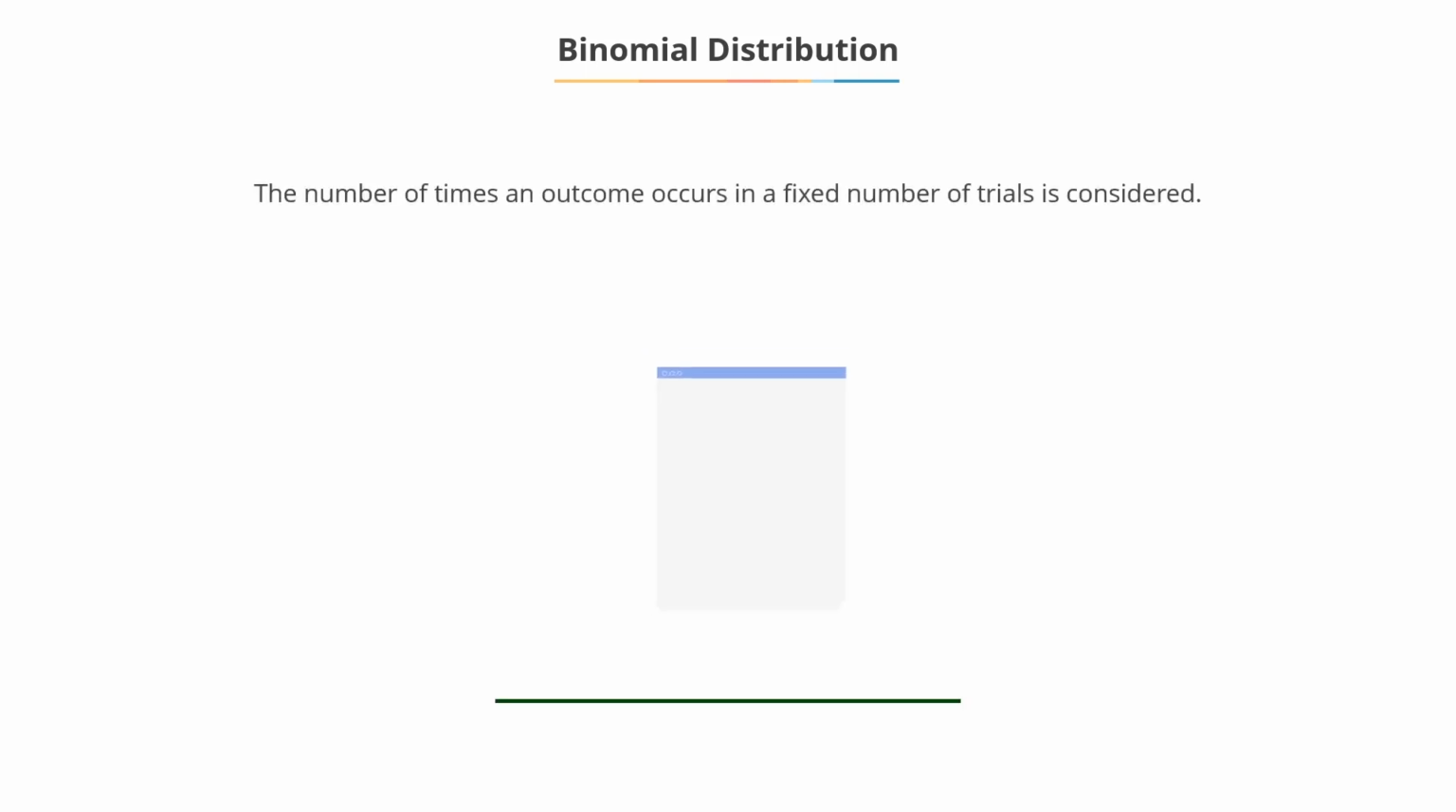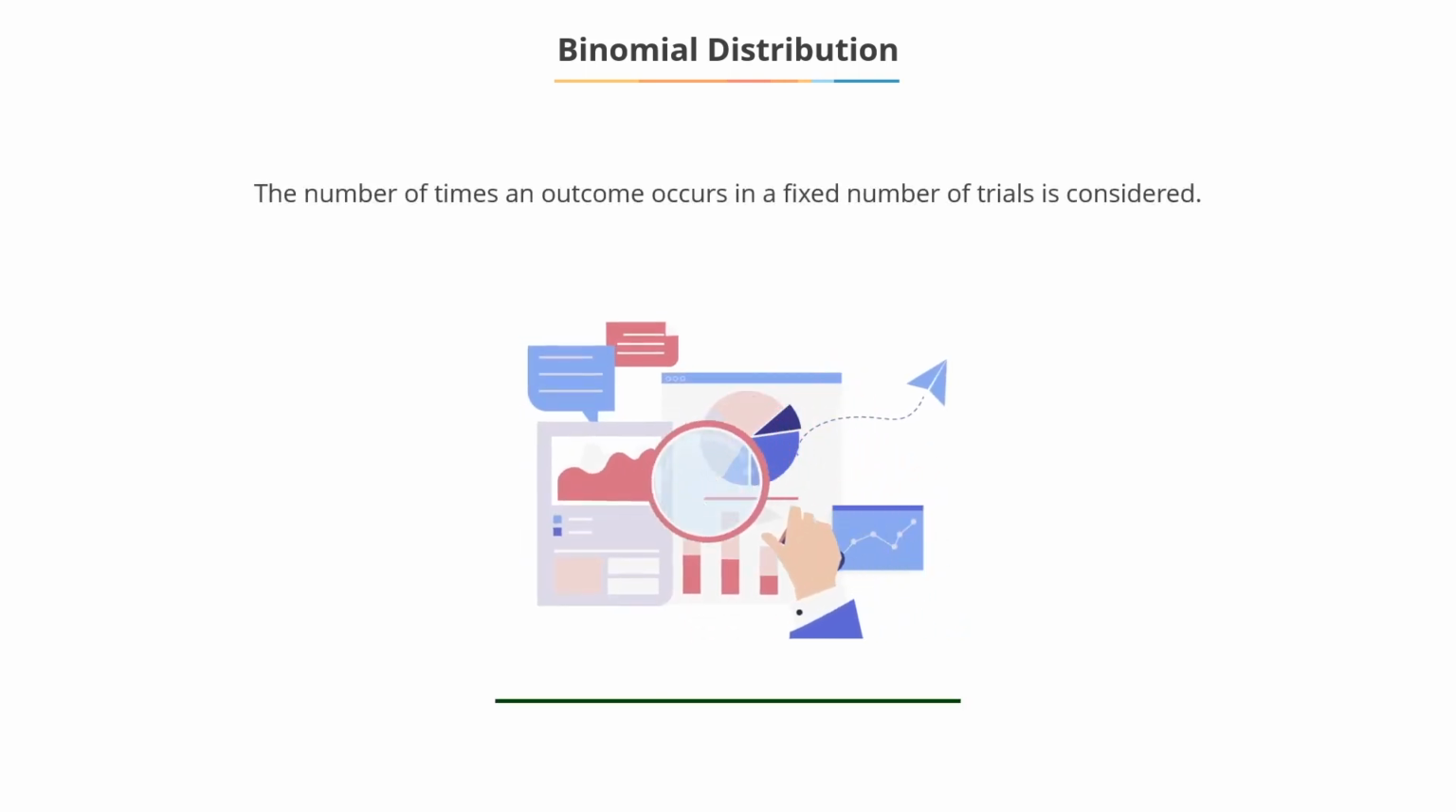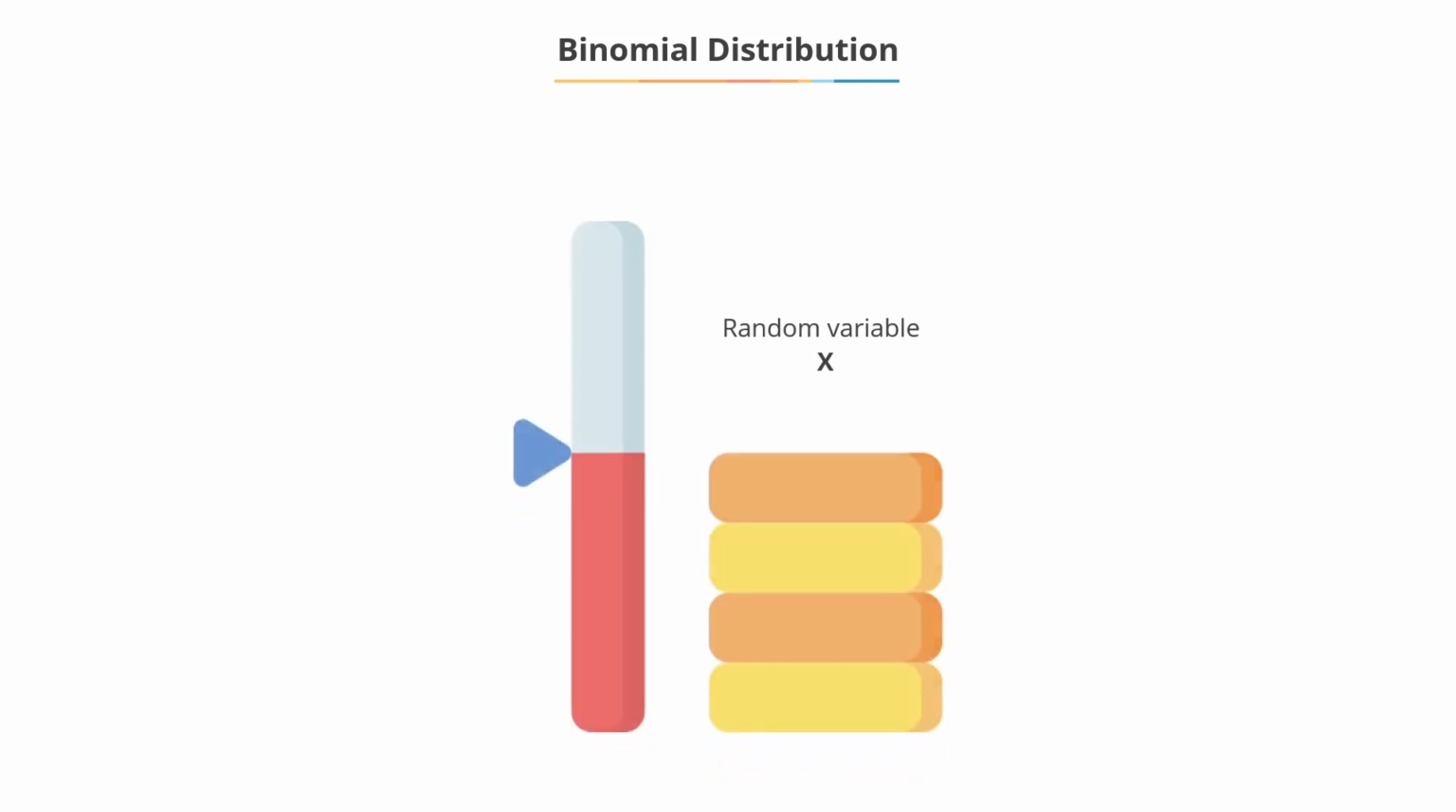If you recollect, in the binomial, the probability distribution of the number of times an outcome occurred in a fixed number of trials was considered. Thus, the random variable x had an upper limit. However, an upper limit on the number of opportunities for an outcome to occur cannot be logically fixed.